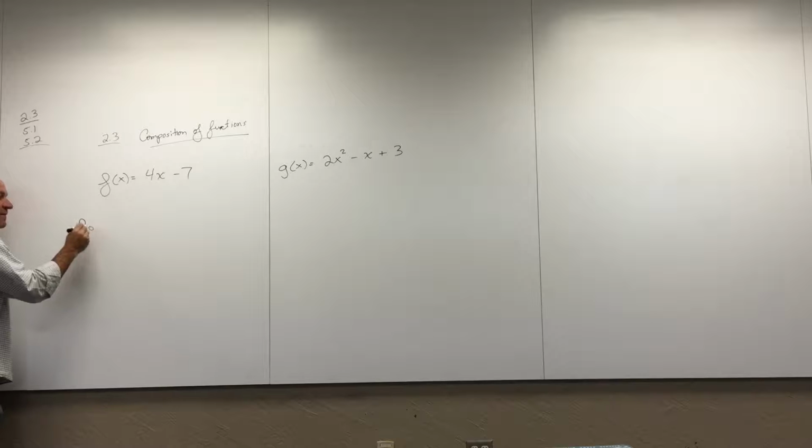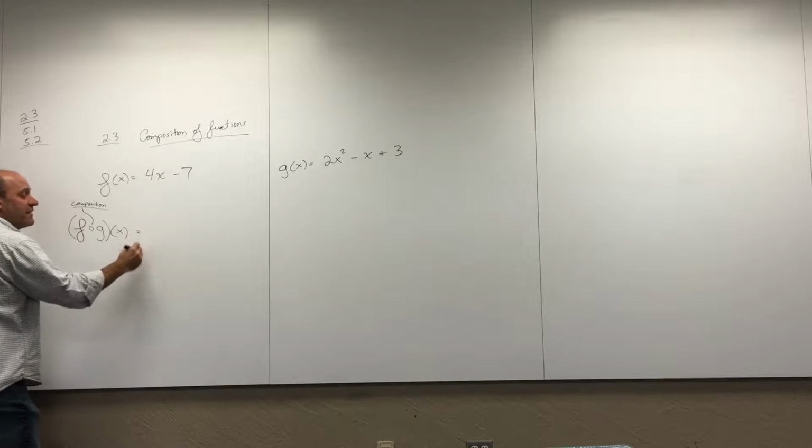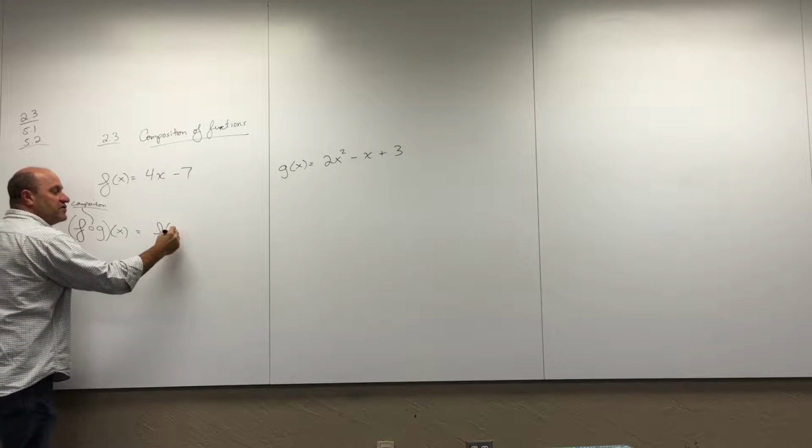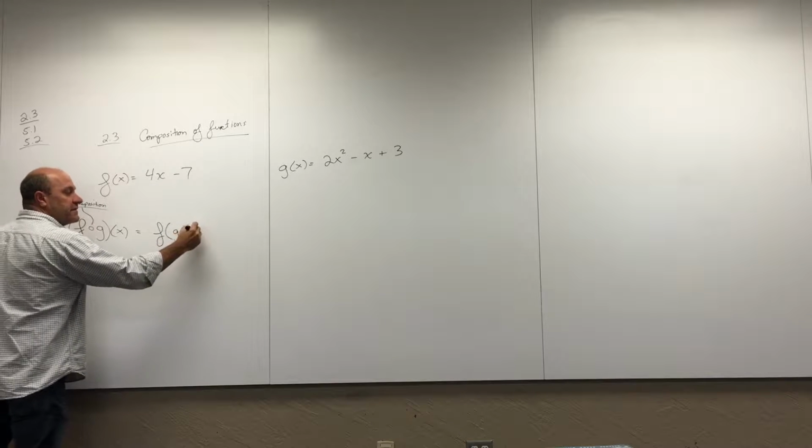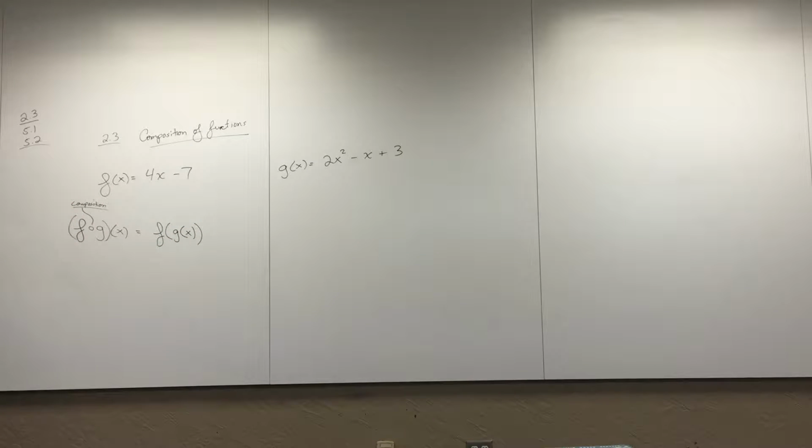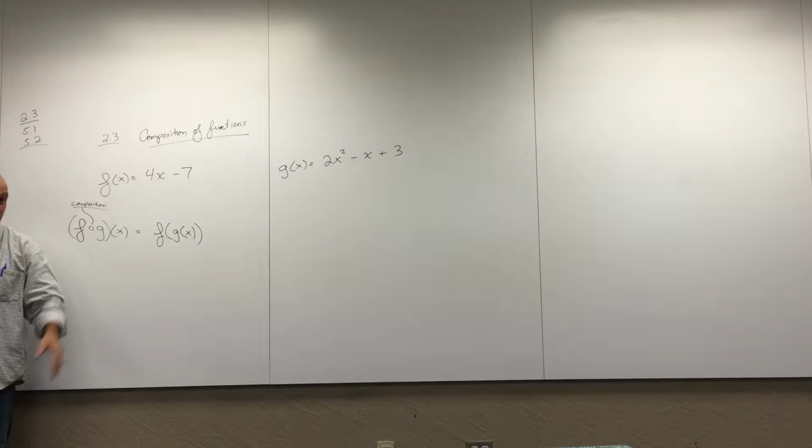This little circle, that's the symbol for composition. So this is f composed with g of x. This little circle means composition. Composition of two functions. Now what the heck does that mean? I'll show you. Here's what it means right here. You ready? It means f of g of x. Some students look at this and they see these things next to each other and they think multiplication. Please don't. It is not multiplication.